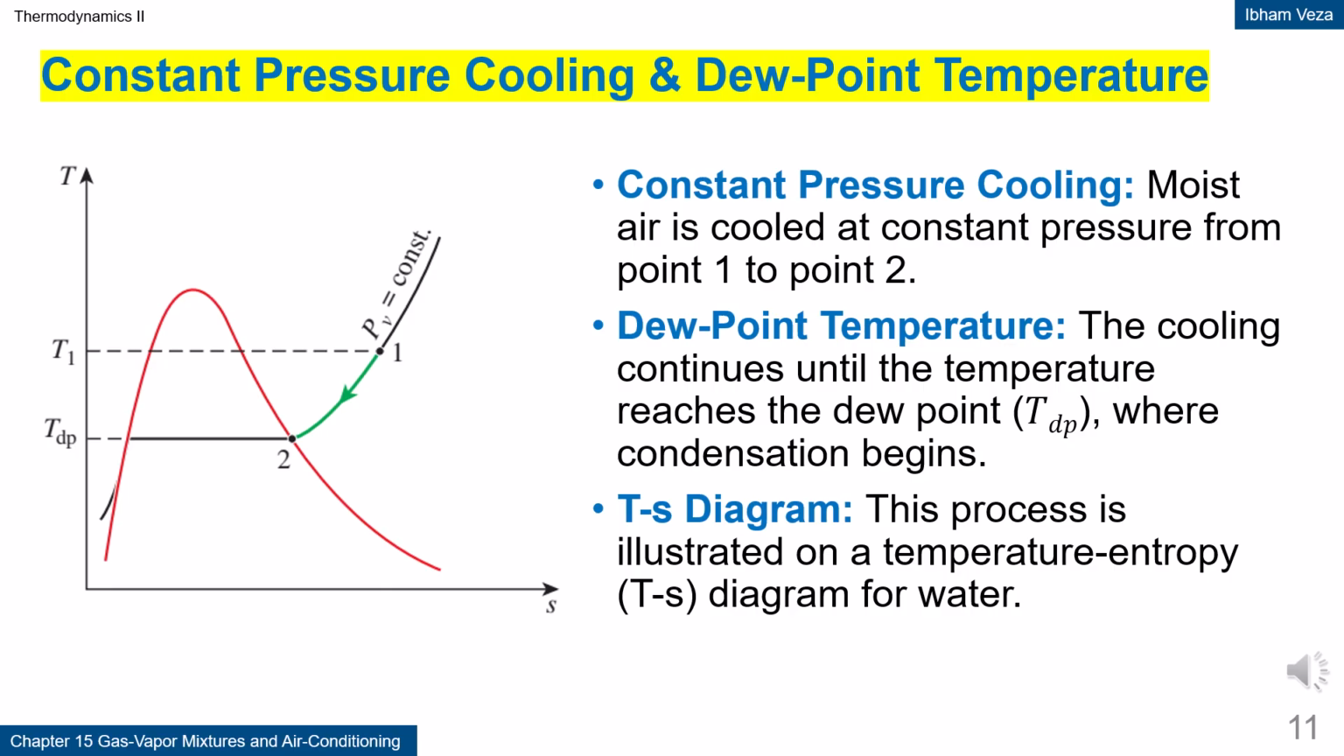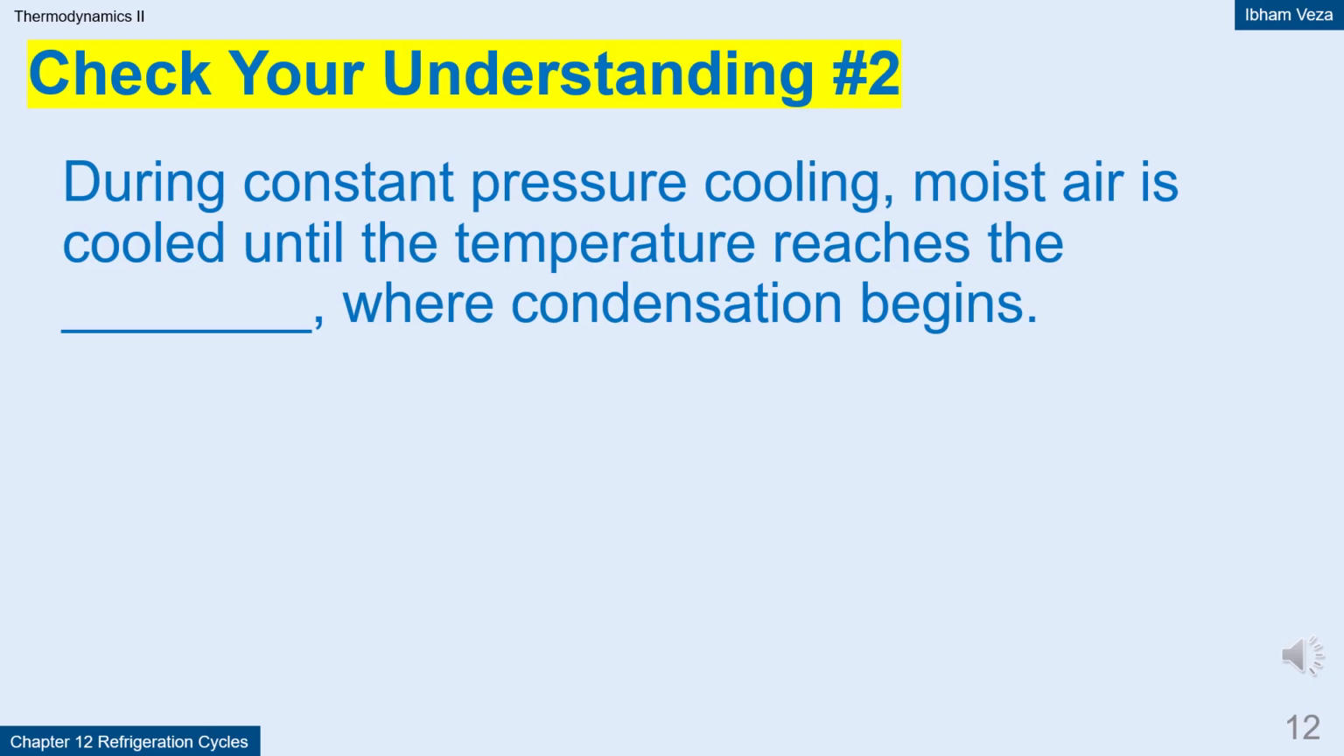Constant pressure cooling and dew point temperature. This process shows the cooling of moist air at constant pressure from one state to another. The cooling continues until the temperature reaches the dew point temperature. At this point, water vapor starts to condense into liquid. The TS diagram is used to illustrate this process conceptually. During constant pressure cooling, moist air is cooled until the temperature reaches the dew point, TDP, where condensation begins.